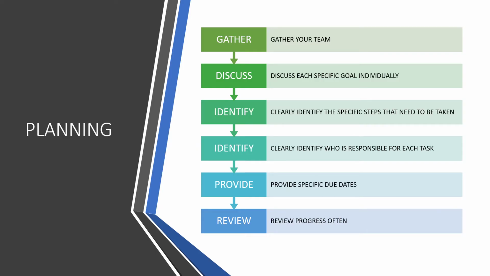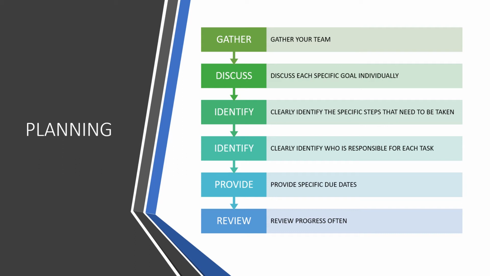So planning: gather your team, meet with them. You should have discussions about what's going on. Discuss each goal individually. What if we are trying to get 5 clients for the month? Let's talk about that. What needs to happen to get there? Let's identify each step very clearly. Let's not mince words. Have your team be part of the conversation. They need to tell you what needs to happen. How are we going to grow our business?